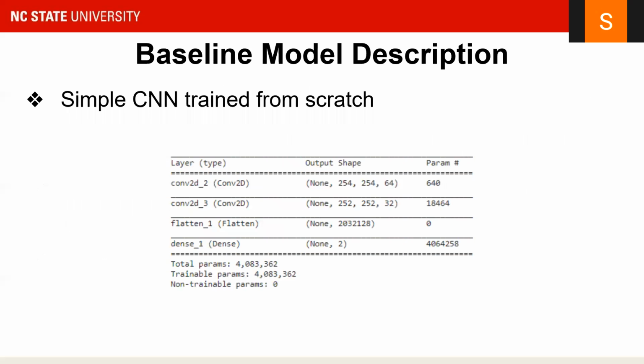We trained a simple CNN from scratch. The model consists of 2 convolutional layers and a fully connected output layer. Because our dataset is so small, we augmented some more data to our original dataset for the next 2 models.